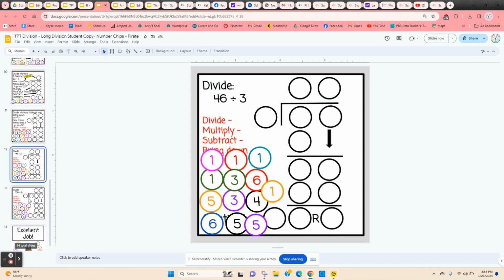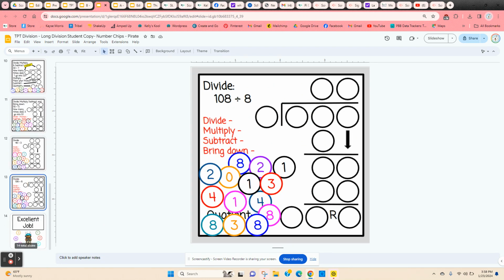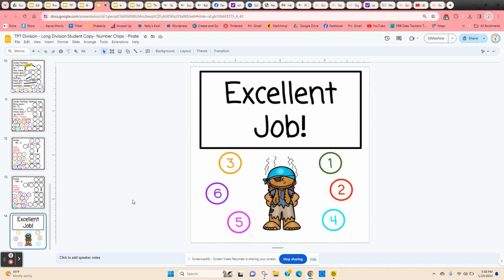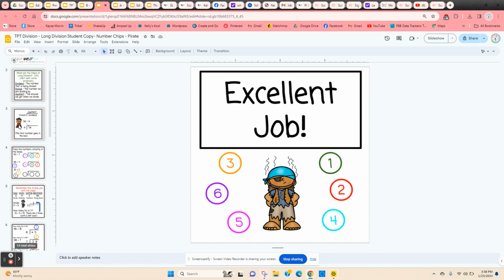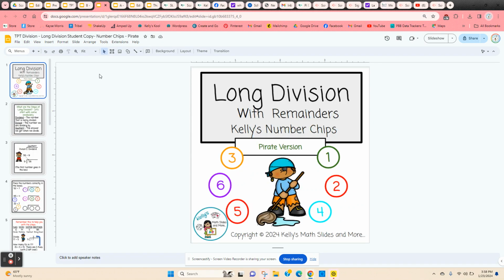So they've got a few here to practice. And then when they get to the end, excellent job. So this is long division with remainders and number chips, and this is the pirate version.